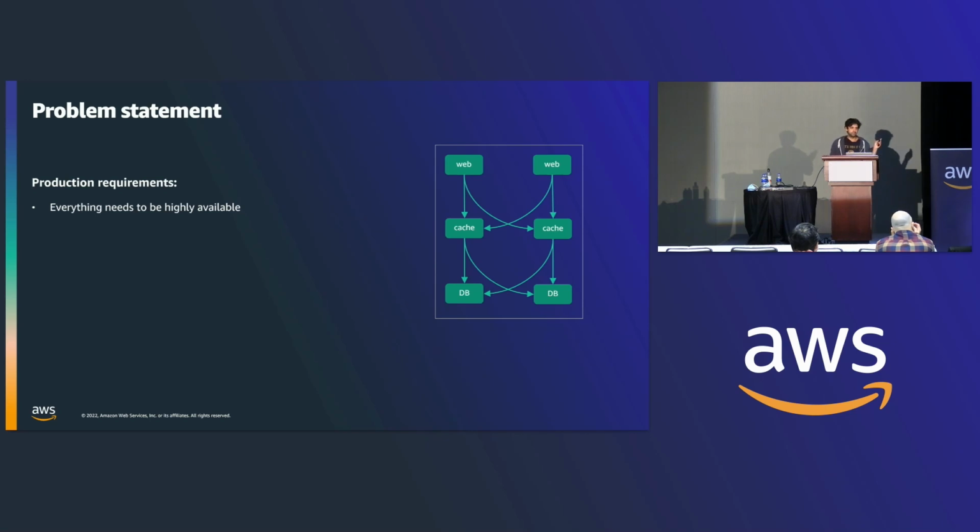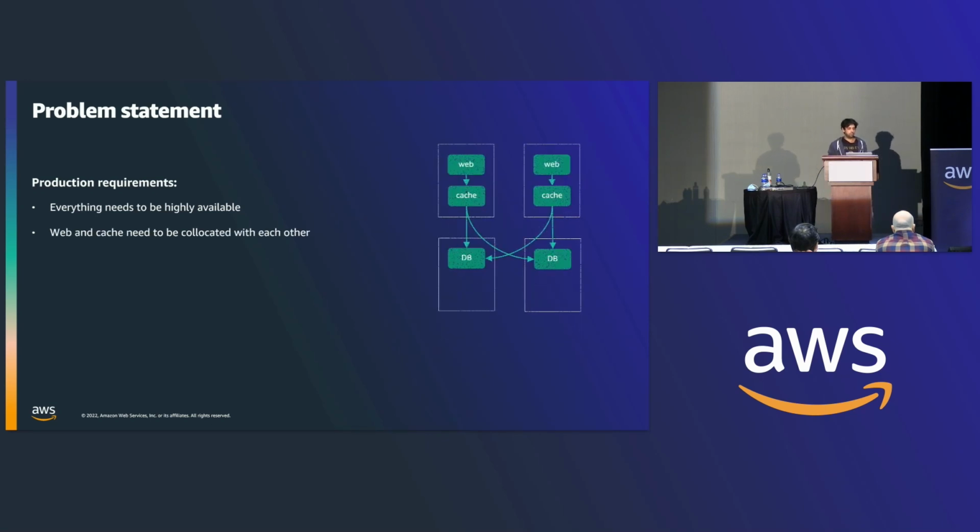But actually, this isn't really highly available, is it? Because what happens if 2 pods or 2 instances are deployed on the same node? If that node crashes, then you're going to have an outage. So what we really need is for them to be deployed on separate nodes. The next requirement is that the web and the cache actually need to be co-located with each other, because the web's going to access the cache pretty frequently. It's a high read application. So we need the web and the cache to be deployed on the same node.